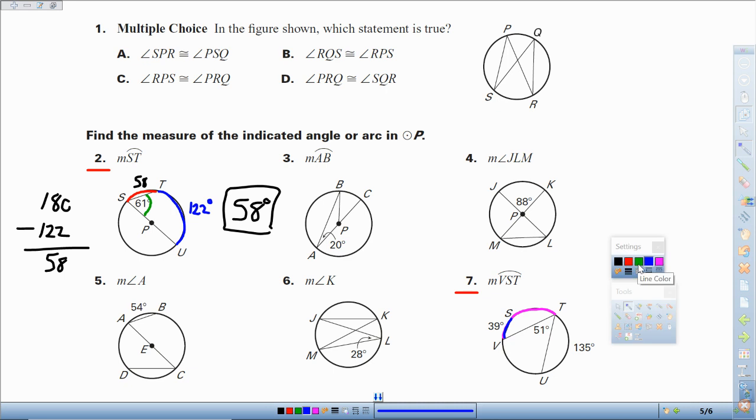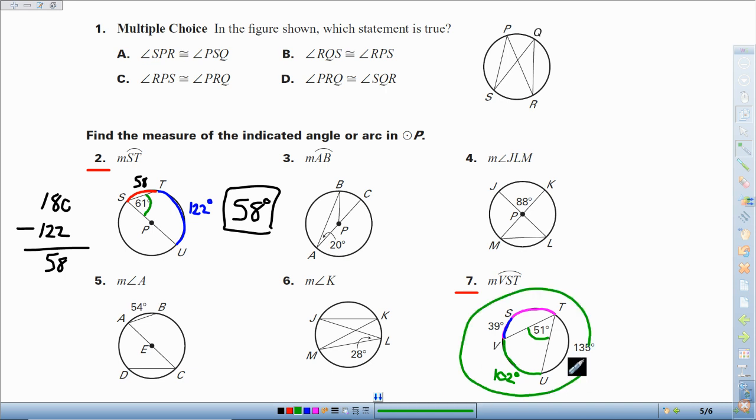Well, here is one piece of information I can see. We have this inscribed angle. I know the measure of this angle is half the measure of this intercepted arc, or the arc is double the angle. If this is 51, this is 102. And then from here, I can take the fact that a circle is 360 degrees.